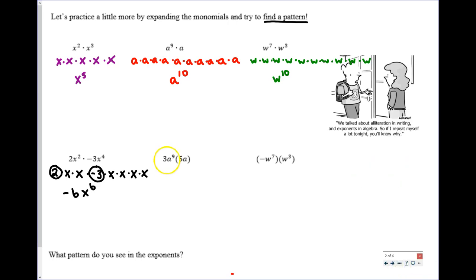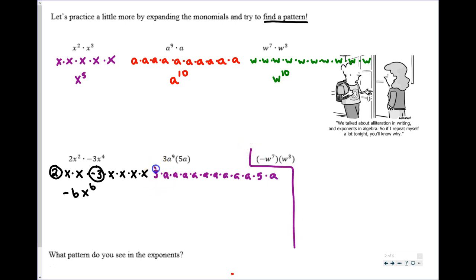The next one, I've got 3 and 9 a's. Okay, I'm kind of losing space here. So 1, 2, 3, 4, 5, 6, 7, 8, 9. And then times 5 times a. Okay, we're just going to do that one over here.